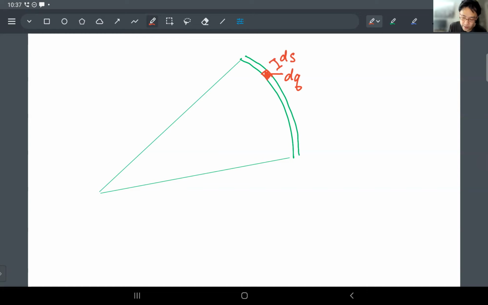So what I'm going to do next is this. Follow me here. That tiny ds there will still be covering a tiny angle at the center here with me. So if you name the subtending angle of the whole arc to be theta, you can name this tiny angle to be d theta. Does that make sense to you now?